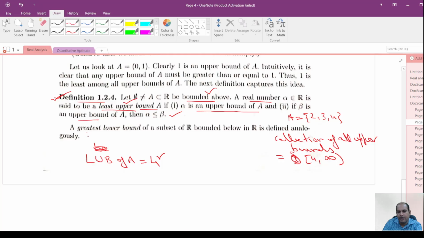Similarly, in the case of lower bounds, one can first look at the lower bounds, then collect all those lower bounds, and the greatest lower bound is called the infimum. Some other authors also use the terminology infimum of the set.